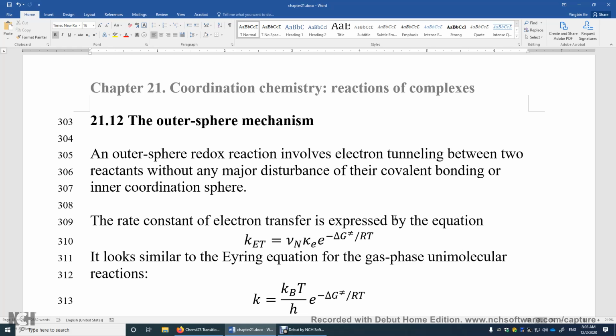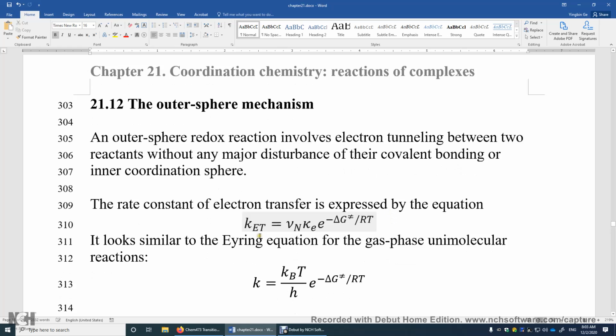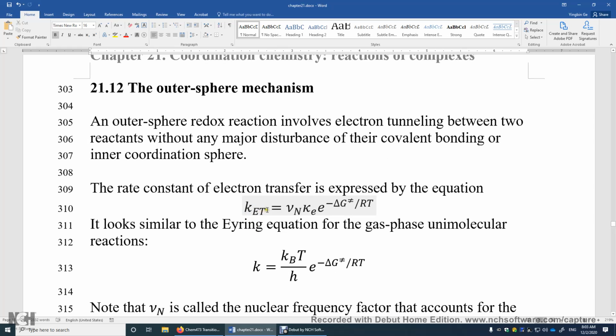There's no major disturbance of the covalent bonding or inner coordination sphere in these two complexes. The rate constant of the electron transfer in the outer sphere mechanism can be expressed by this equation. Rate constant of electron transfer is equal to nu sub n, where nu usually stands for frequency, in this case collisional frequency, times kappa sub E times e to the power of negative delta G double dagger over RT. This is the Gibbs energy of activation over RT.